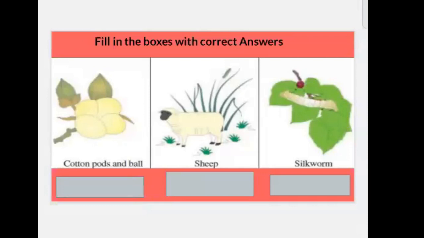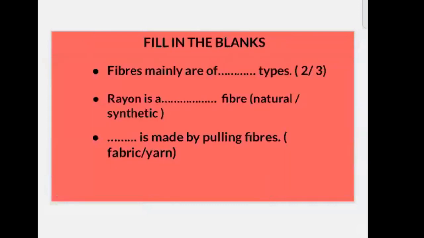The second picture is of sheep. What we get from sheep? Sweater. No, the sweater is the final product. We get wool from sheep and then wool is transformed into the sweaters. Okay, very good. From silkworm, what we get? Silk. Yes, from silkworm, silk. Silk fabric. Very good.